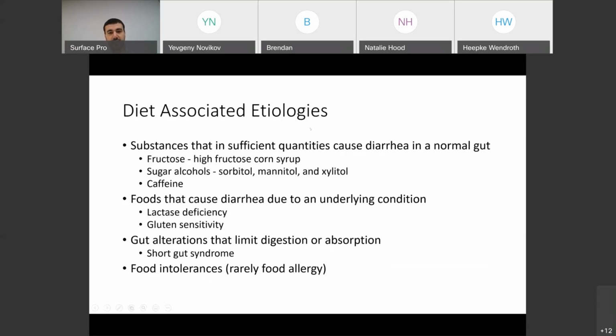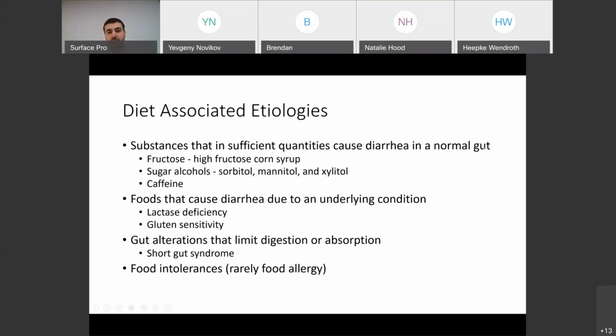So the last thing I want to end with, just a few slides on different groupings of etiologies that you could easily diagnose in the office and you could easily fix before even referring to gastroenterology. So if we're paying attention for this, diet-associated etiologies is a big one. And what that is, you could break it down to 3 or 4 categories. The first of those categories being substances that in sufficient quantities cause diarrhea in a normal gut.